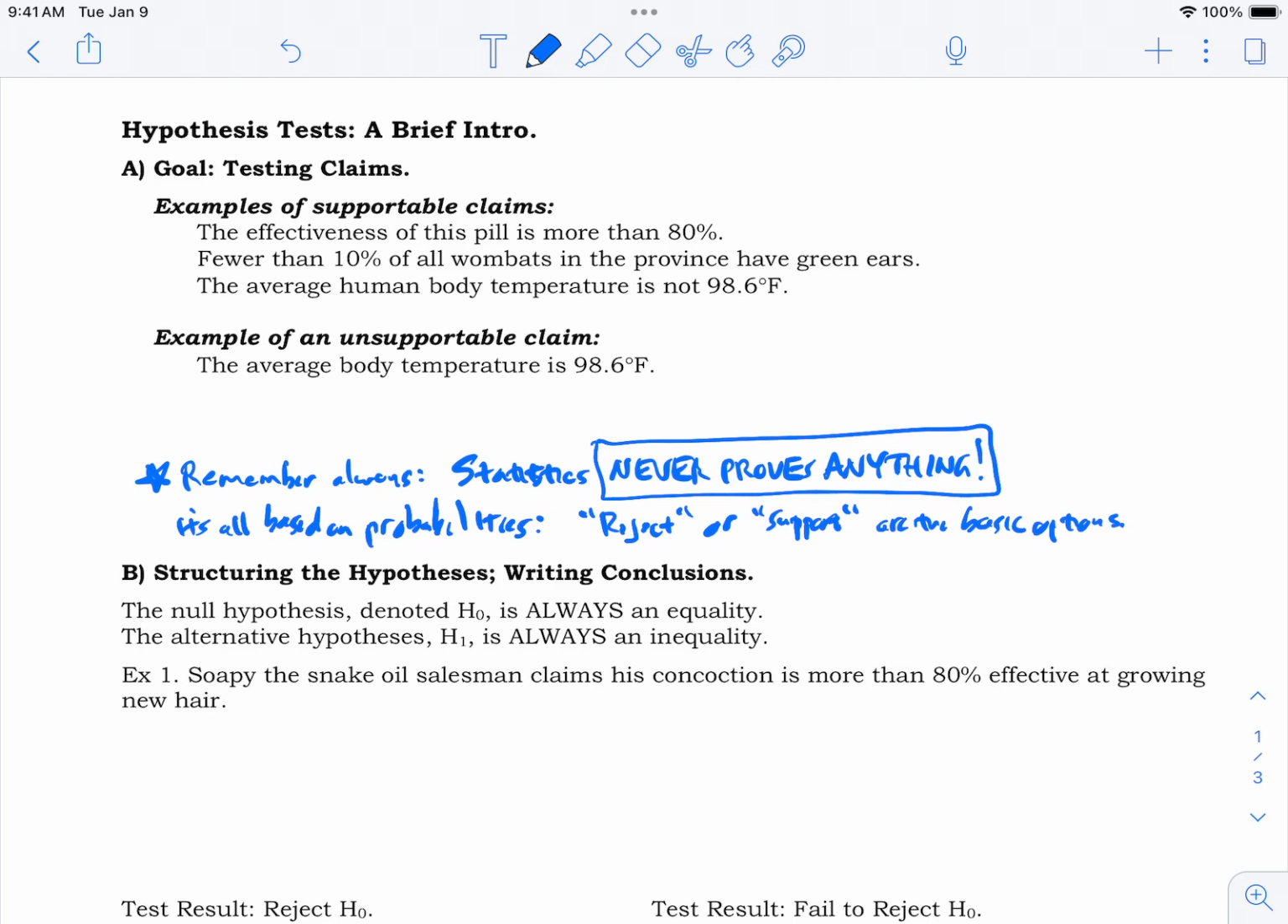So, okay, with that out of the way, notice I'm saying examples of supportable claims, because you can't prove anything. These are claims that you could find support for and say, hey, I'm supporting this claim. Things like this: the effectiveness of this pill is more than 80%. Fewer than 10% of all wombats have green ears. The average body temperature is not 98.6 degrees. Do you notice anything about all of these?